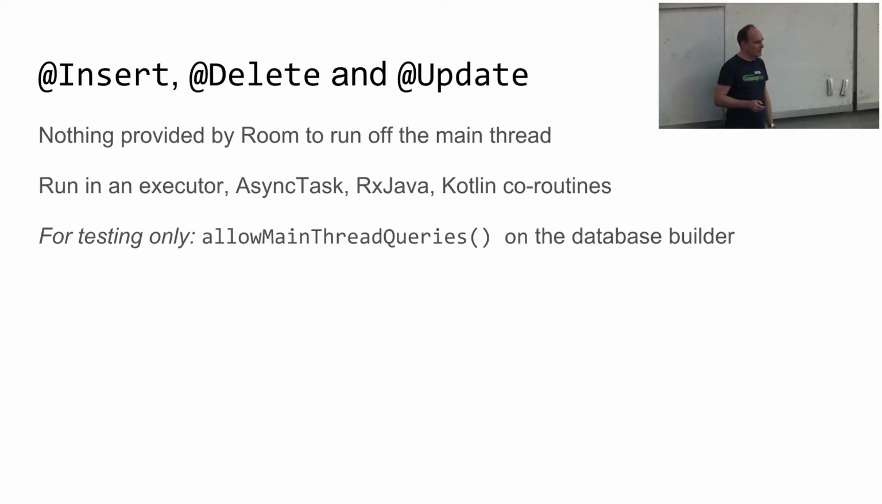So there is some good news and bad news here. The good news is that for queries, Room provides some methods to get off the main thread, basically. But for insert, delete and update, there is nothing provided by Room yet. I hope that they will. But it basically boils down to that you have to run your operation in an async task, RxJava, Kotlin coroutine, or whatever you can think of. Room doesn't really care and doesn't provide anything for you.